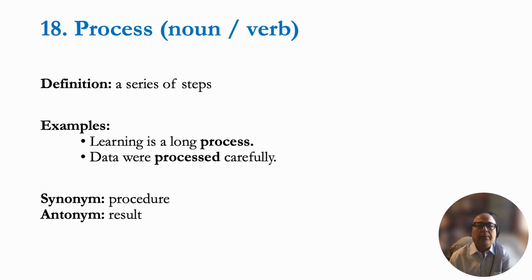Very good. Process. It's both a noun and a verb. Process means a series of steps. And you've been taking lessons with me for a while. Learning is a long process. Learning does not happen in one week, one month, or even a year. It takes a long, long time to learn. Data were processed carefully. A synonym of process is procedure, and an antonym is result.